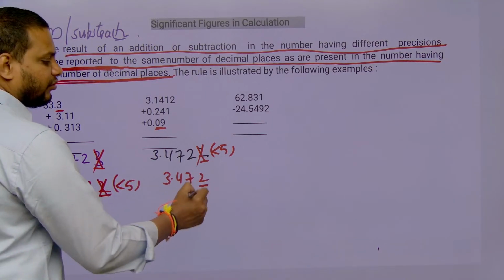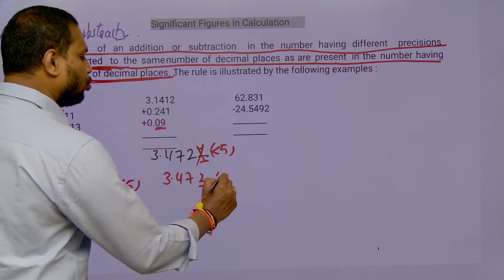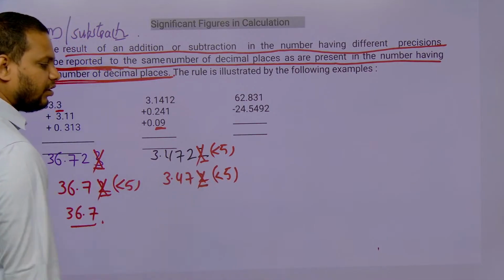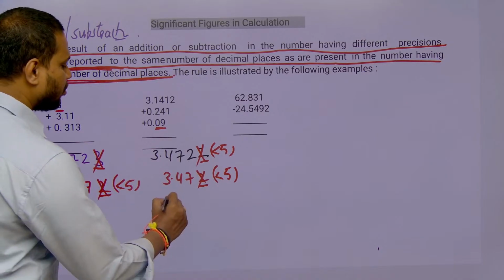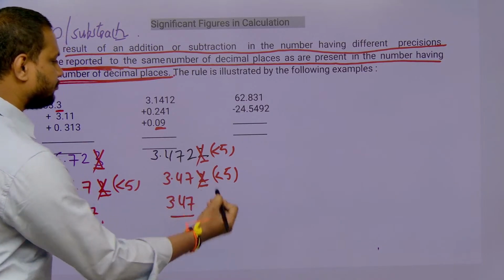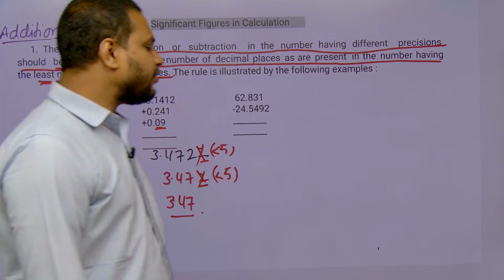Then the last digit is 2. 2 is less than 5, so cut down the last digit. Previous number, no change. Then what is the value? 3.47. Then do the last number.